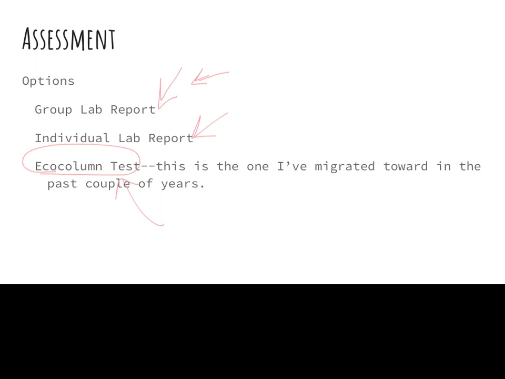Some other ideas that could be used is you could do presentations. You can have the kids make videos. There's something called Flipgrid where they can make small videos every week that they take data and then compile them. And so there are some other creative ways that I haven't yet explored to assess EcoColumns.